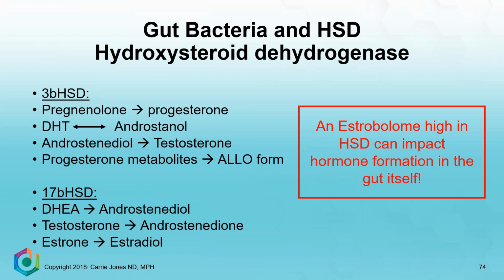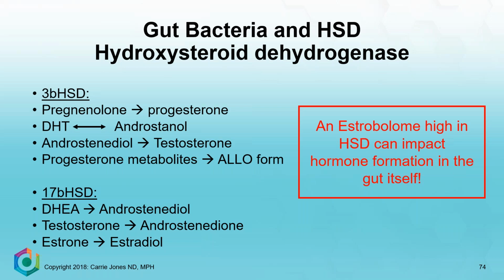So 3-beta-HSD increases your progesterone, your androstenol, your testosterone, your allo form of progesterone. And the 17-beta is what makes your androstenediol, your androstenedione, and your estradiol. So an estrobolome high in HSD can now have more of these hormones recirculated or reabsorbed to be recirculated. So testosterone, of course, being a big one, estradiol being another really big one.